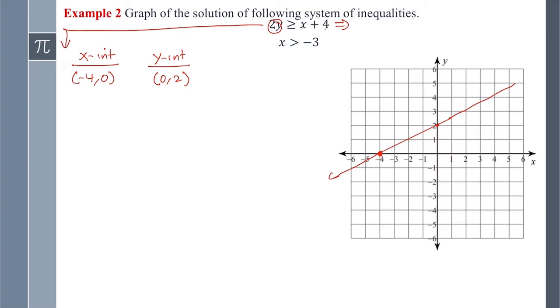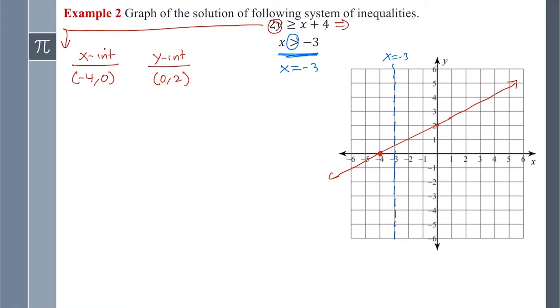We'll extend this. Now let's go ahead and grab the second line. So this is x is greater than negative 3. The boundary line for that one is x equals negative 3, which is a vertical line. But here we have a strict inequality, so we don't draw a solid line. We'll draw a dashed line for that. So it's the line x equals negative 3. So it's this vertical line going through negative 3. So that's x equals negative 3.